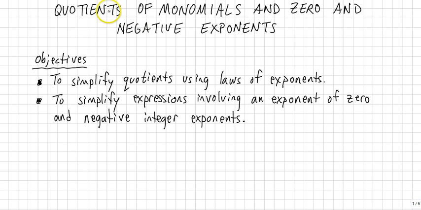In this video, we're going to look at quotients of monomials and then zero exponents and negative exponents. So basically two things we want to get out of this. We want to be able to simplify quotients using the laws of exponents, and then simplify expressions that involve an exponent of zero and/or negative integer exponents.